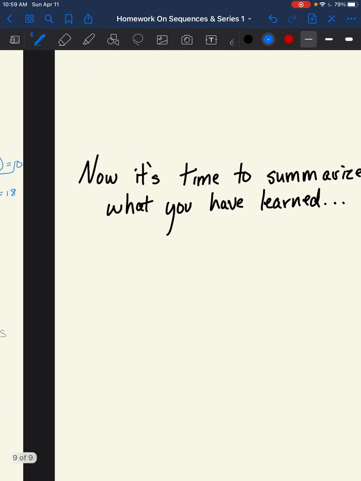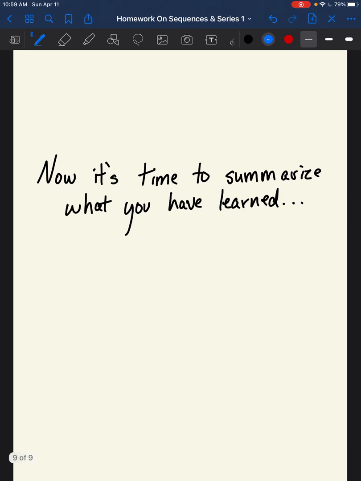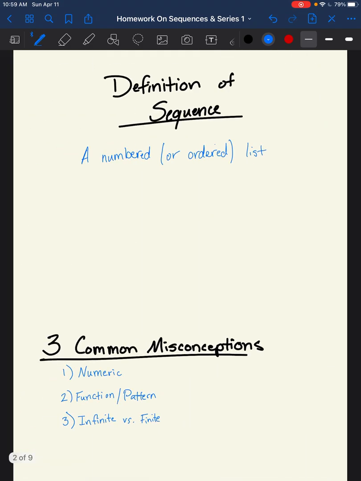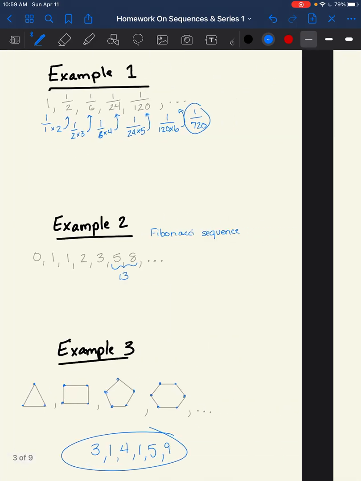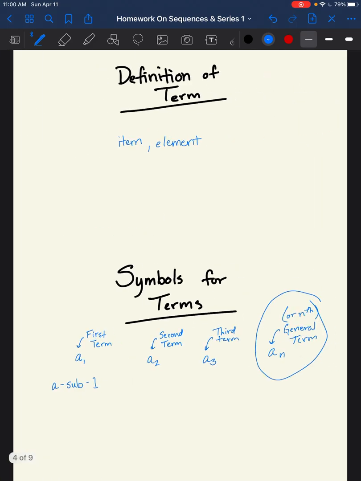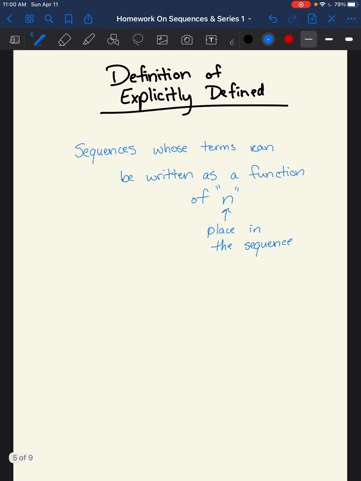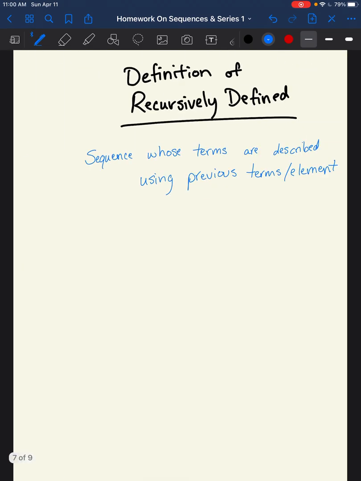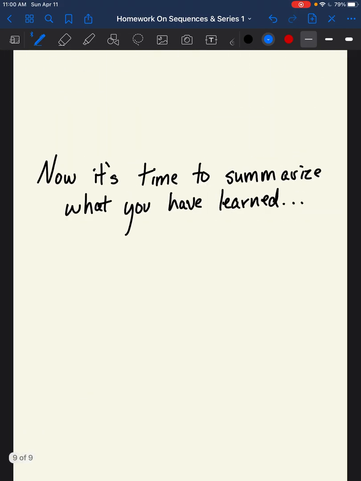Now, at this moment, I want you guys to sit down and summarize what you have learned from this lesson, because we've covered a lot of stuff. Okay, so we've talked about the definition of a sequence, 3 misconceptions of a sequence. We've done some examples. We've talked about what a term is and its symbols. We've talked about explicitly defined sequences and recursively defined sequences. So again, at this time, sit down and give yourself a summary of our lesson.